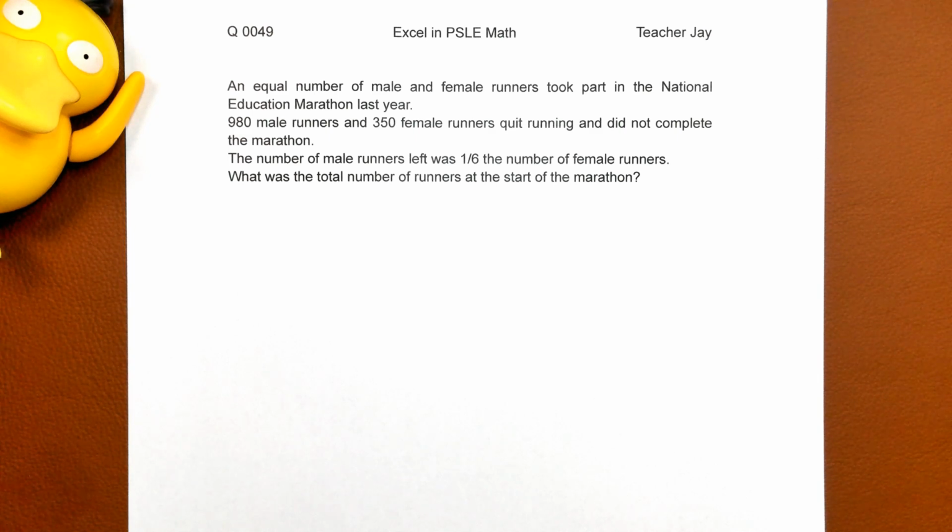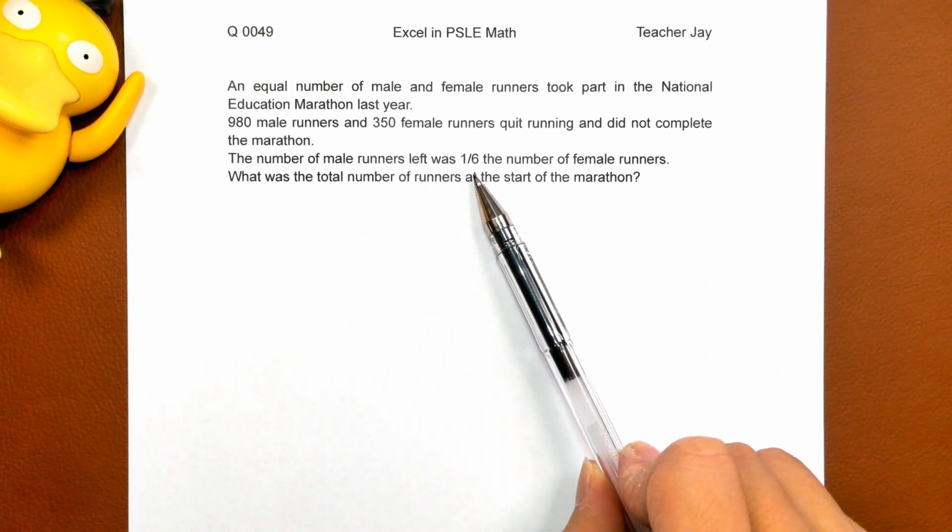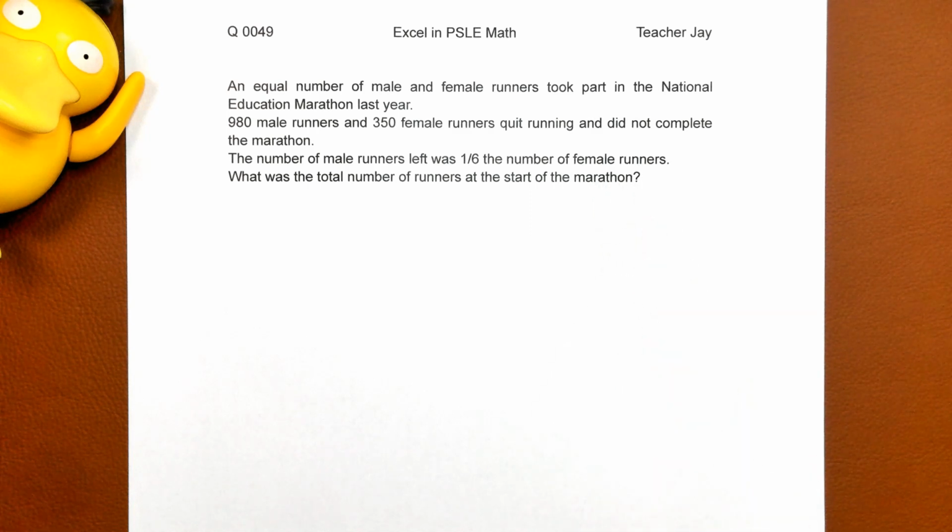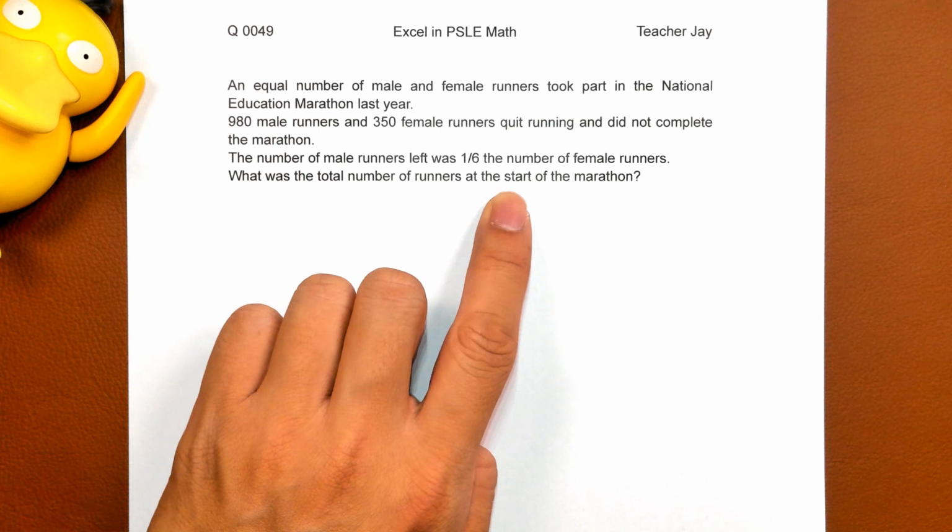male runners and 350 female runners quit running and did not complete the marathon。什么意思啊？就是这个 marathon 有980个男性的跑者跟350个女性的跑者中途退出了，没有能完成这个马拉松的比赛。And the number of male runners left was 1/6 the number of female runners。他说剩下来的男性跑者是女性跑者的1/6。所以说剩下来的男性跑者明显更少嘛，因为男性的跑者退出更多，对不对啊？然后他最后问 What was the total number of runners at the start of the marathon?